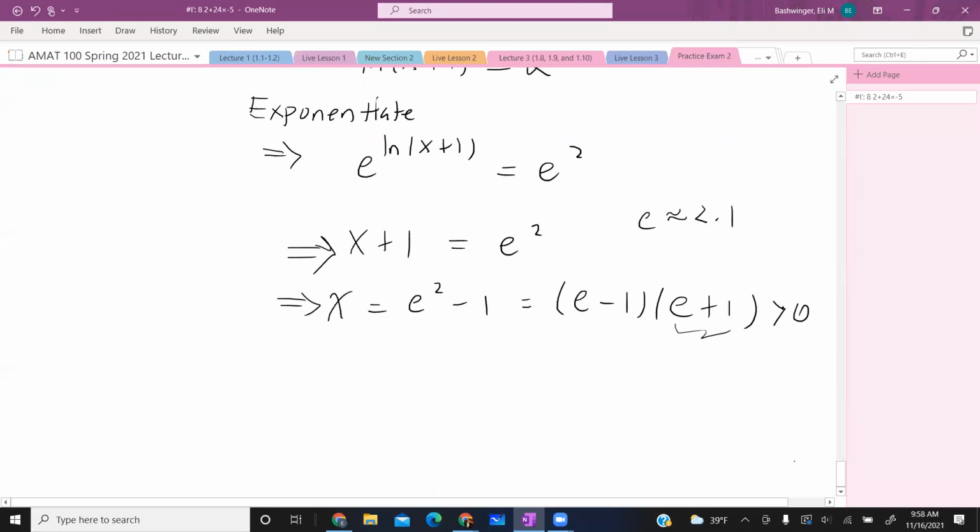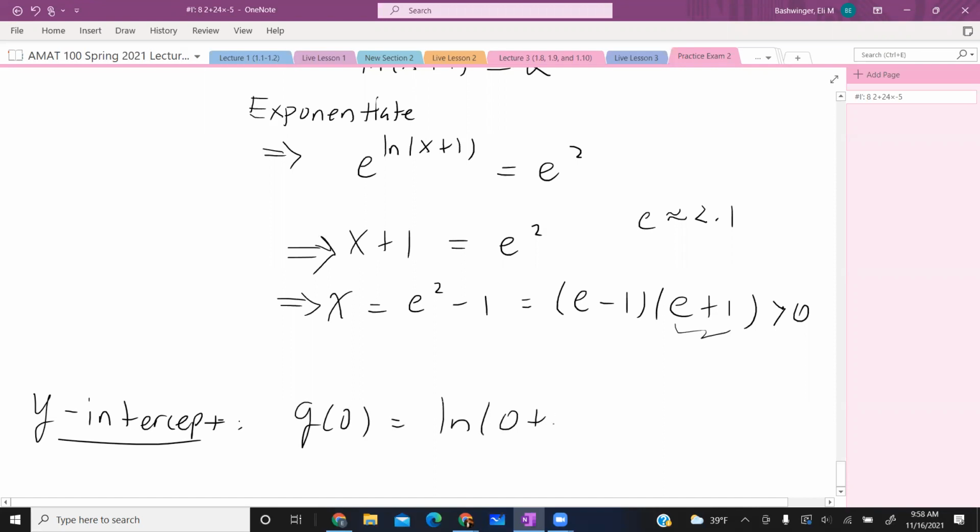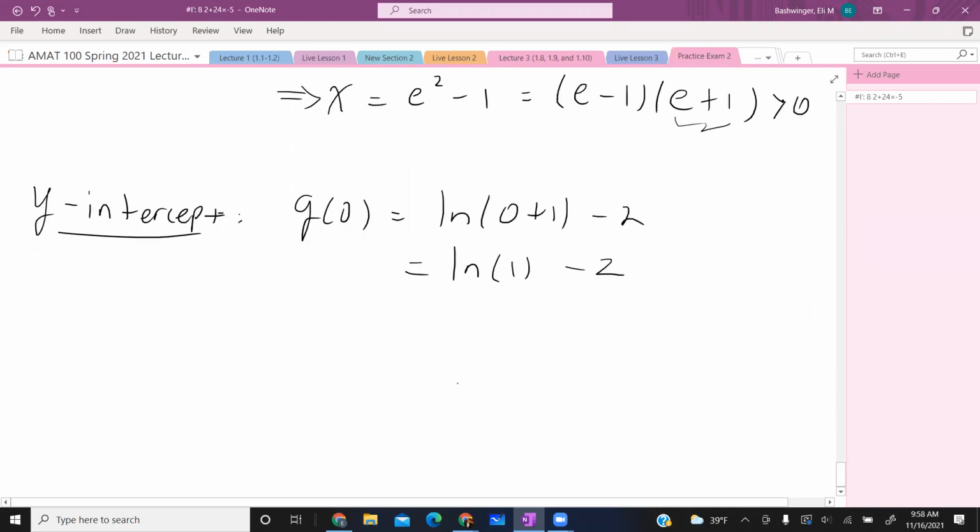So we have a product of two positive numbers, so it's positive. So this would mean that the graph crosses somewhere to the right of the origin. Now let's find the y-intercept. To find that, you set x equal to 0. And then you get ln of 0 plus 1, which becomes ln of 1 minus 2. And then ln of 1 is 0, so you get negative 2. So the graph crosses at negative 2.